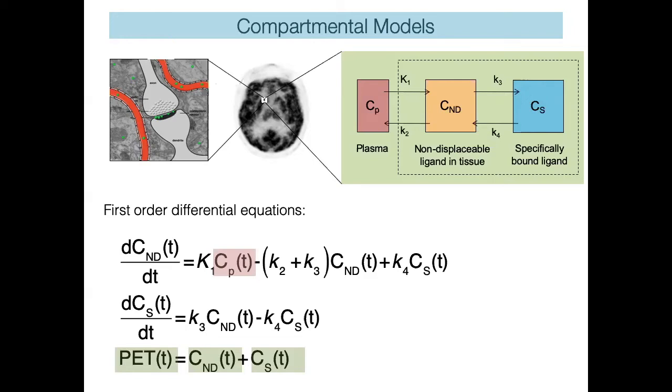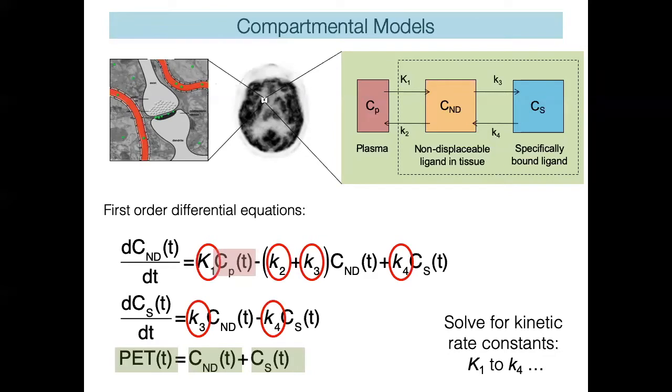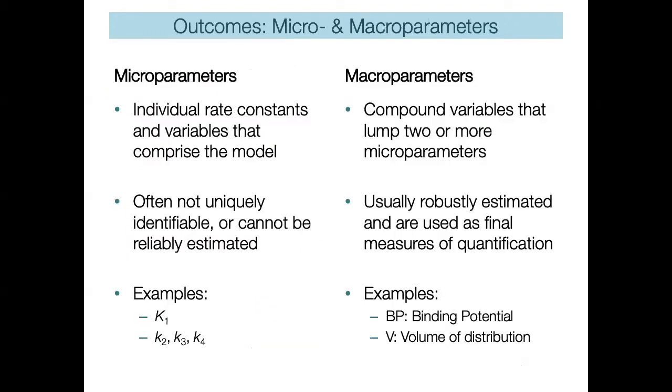We know those parameters, and what we're interested in is estimating these rate constants: K1, K2 through K4. Different radiotracers have different models because they describe the biological events that the radiotracer goes through. You would want to solve for these kinetic rate constants, given the knowns that you have. It's possible to do that with these differential equations, but there are many different types of models that you can apply in this context.